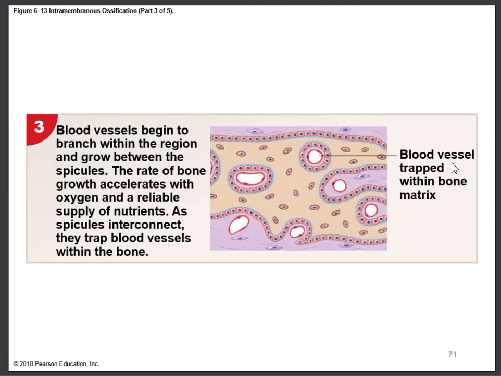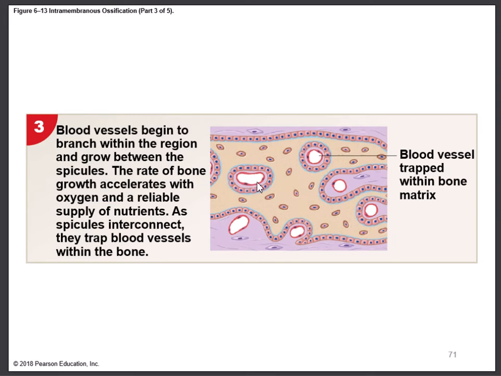Eventually, you'll see that the spicules have gone around and actually enclosed the blood vessels. So here we could see a blood vessel that's trapped in the bone. Right, here's another one, here's another one. So all of this now is spongy bone, and these little connecting points here are going to be the trabeculae. So the bone growth just continues to occur and trap these blood vessels.